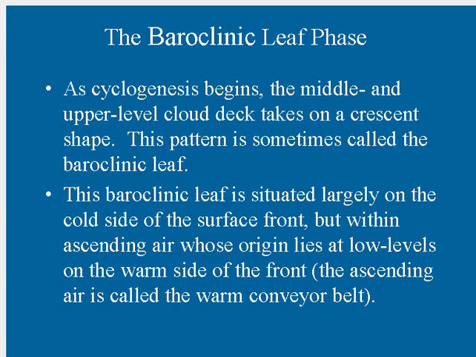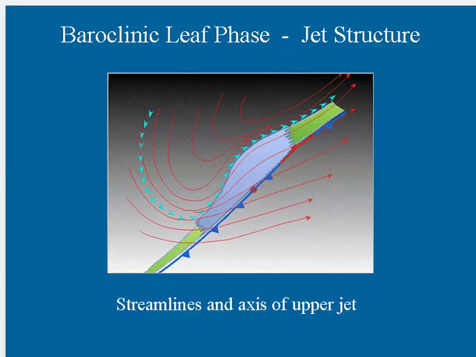Baroclinic Leaf begins to develop as the cyclogenesis begins to develop, and what we see on satellite imagery is the development of a crescent shape in the wide frontal cloud band. Diagrammatically, this is what the setup of the Baroclinic Leaf looks like. A little crescent develops on the wide frontal cloud band as the shortwave moves into the region.